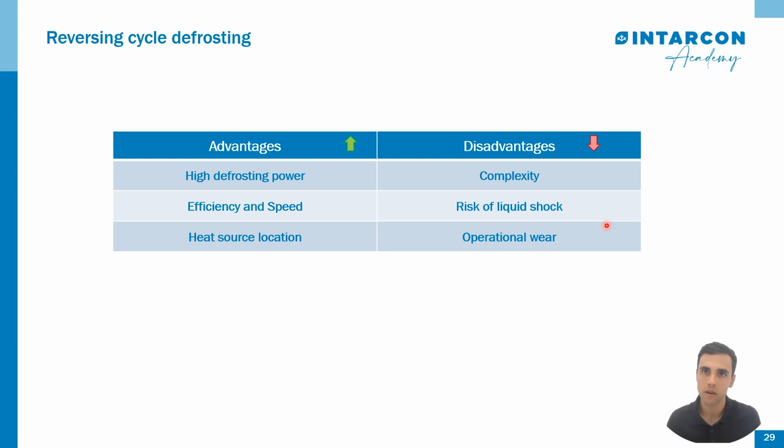On the other hand, the disadvantages. System complexity. Systems employing reverse cycle defrost are more complex in terms of design and installation. They require additional components such as a four-way valve and automated controls, which can increase initial and maintenance cost. Risk of liquid shock. There is a risk of refrigerant liquid flowing back into the compressor during the cycle changeover, which can cause severe damage to the compressor if not handled properly. Wear from frequent cycle change. Frequent cycle change can accelerate component wear and reduce system life, especially in valves and compressor.